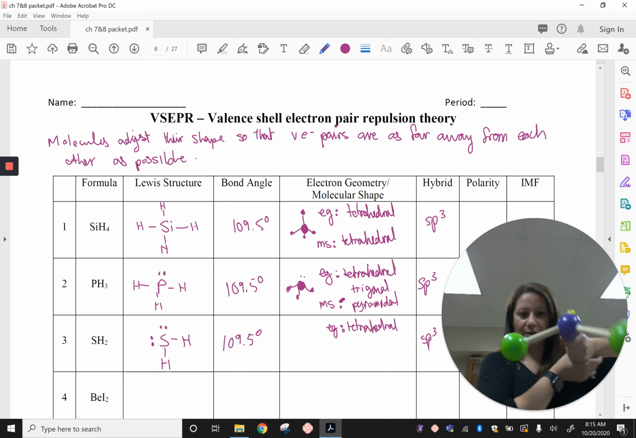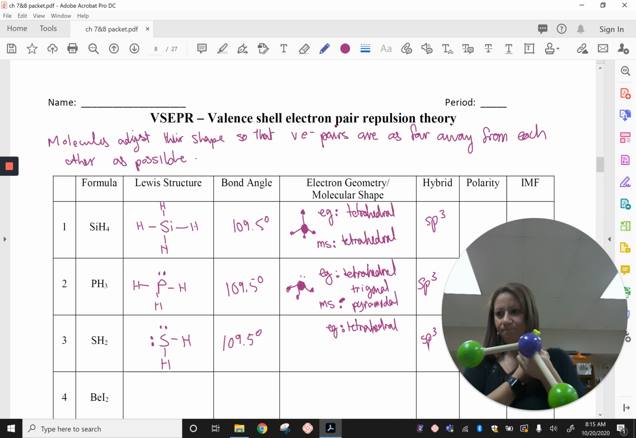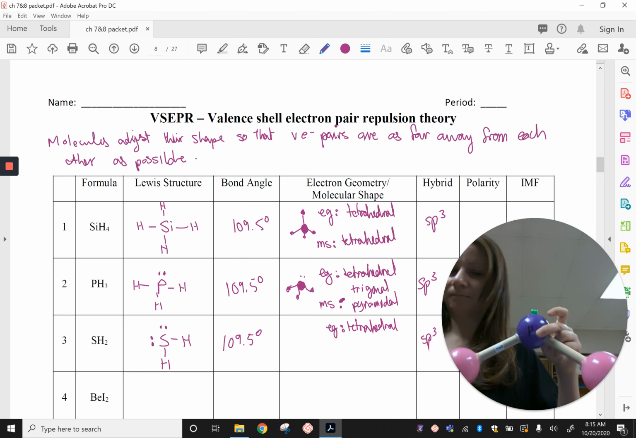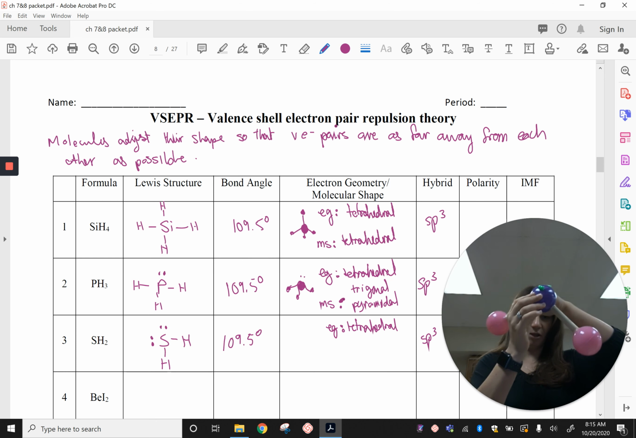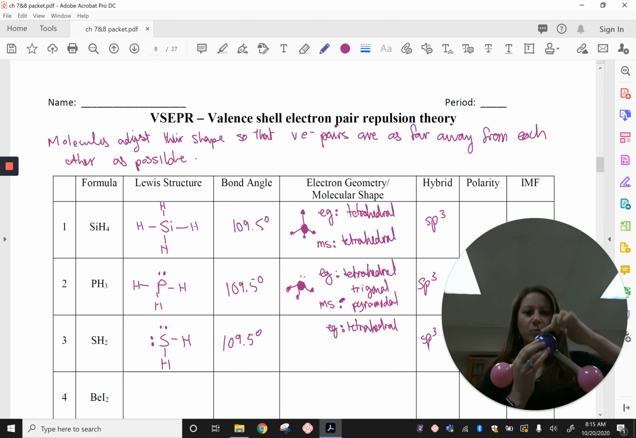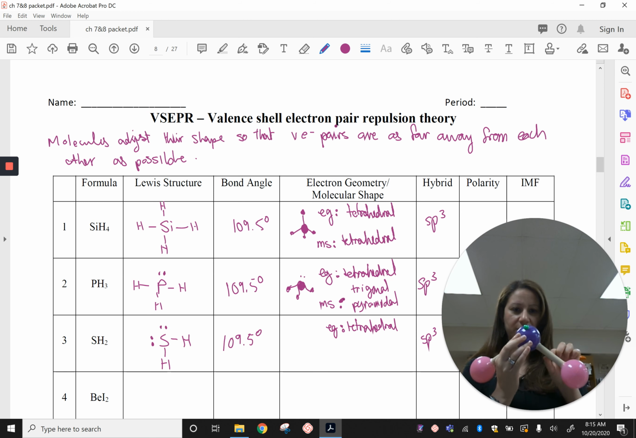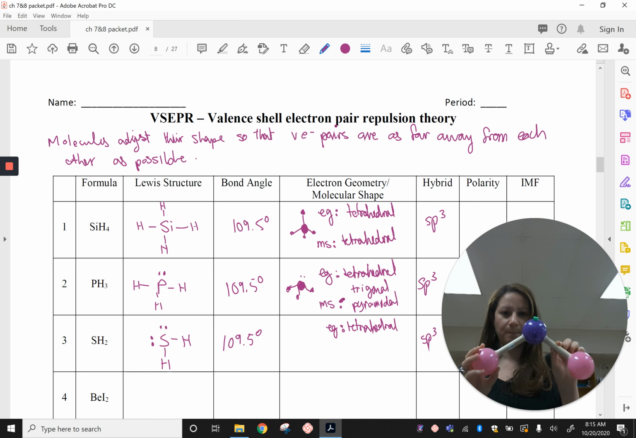Take another one out, and then what do you see? It should look like this. So I still have 4 areas of electrons, but 2 of them are in lone pairs and 2 of them are in bonds. So it looks like this.